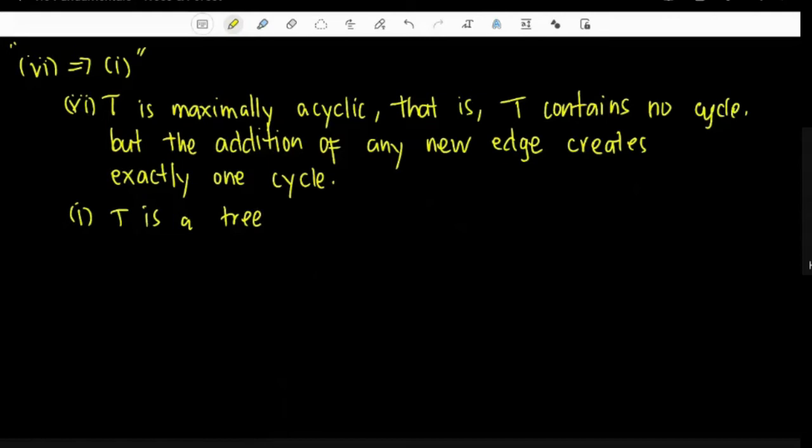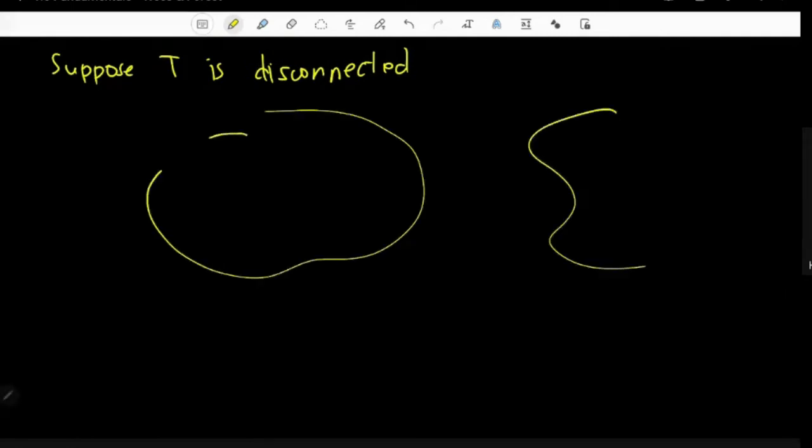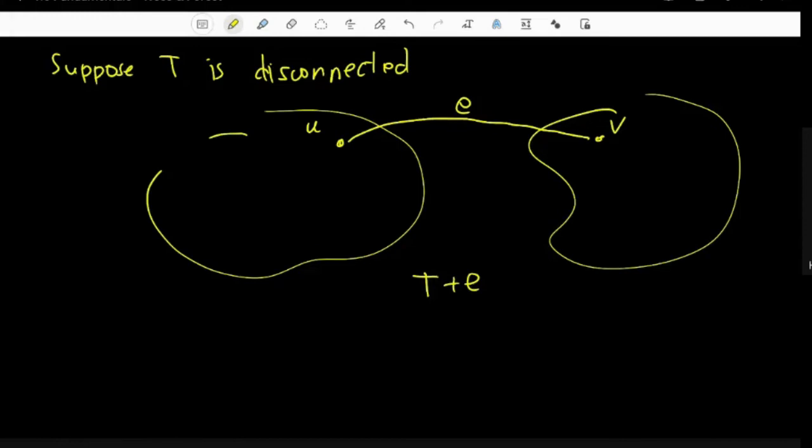So suppose, by contradiction, that T is not connected. So suppose T is disconnected, meaning it has two or more components. So let's say we have two components, a component here and a component here. And we choose a vertex U here and a vertex V on the other component. Now, since these components are disjoint, there are no edges joining U and V together, or there is no path connecting the two. Now, if we add to T an edge joining these vertices, no cycle is formed, right? Because that's the only connection between these two components.